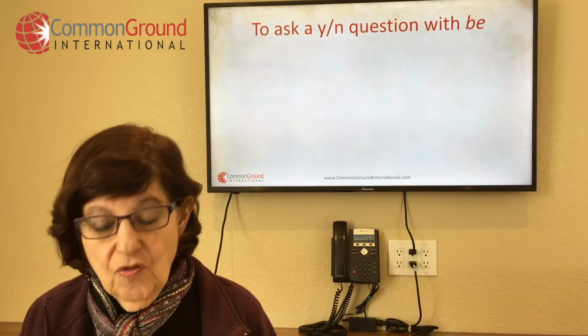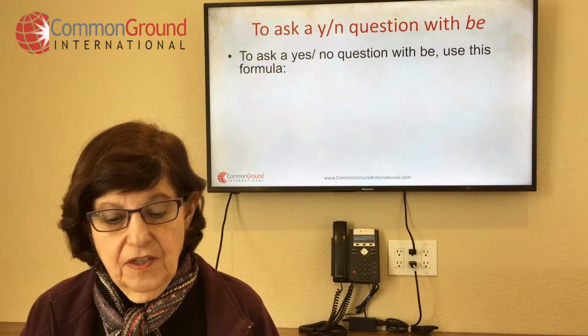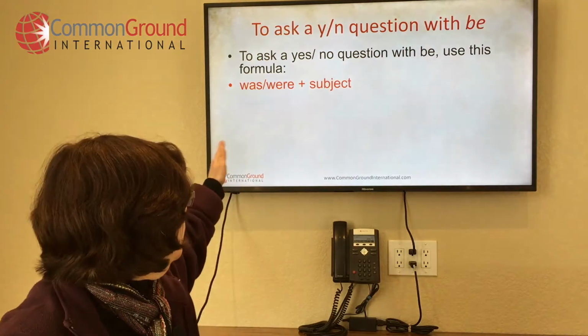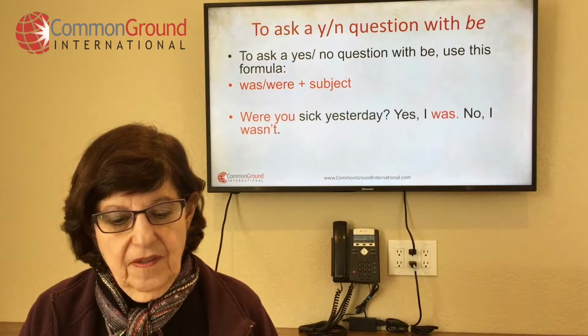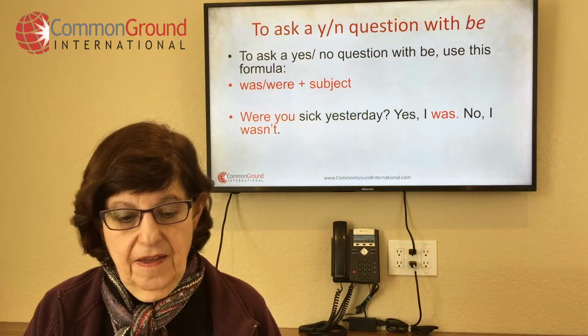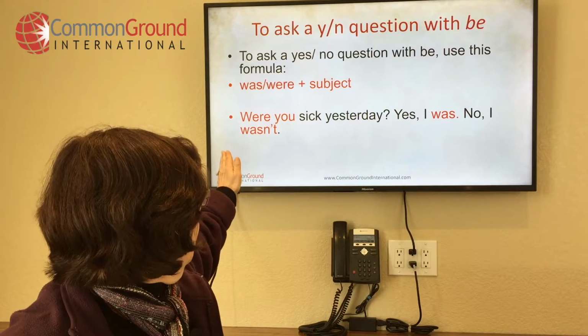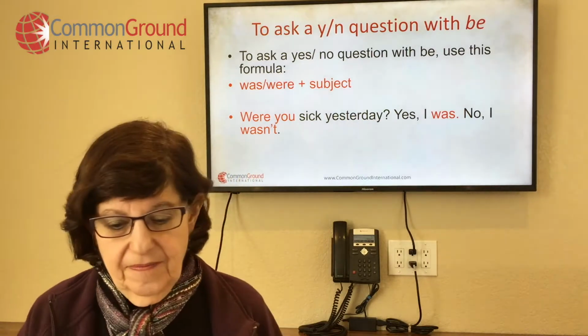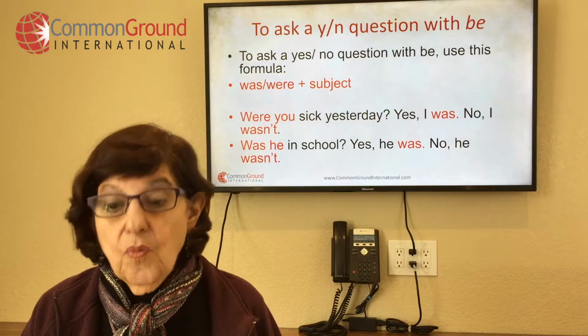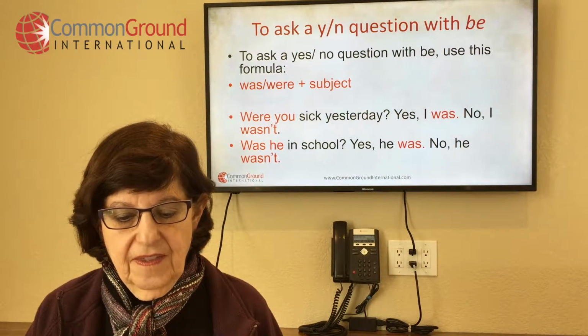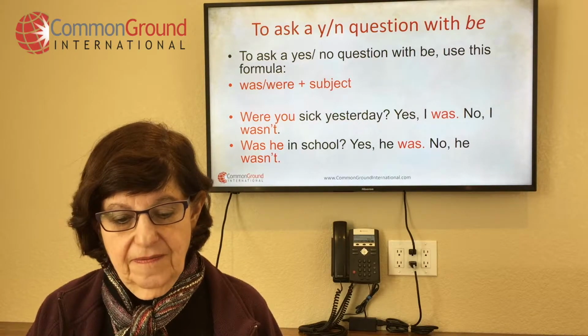To ask a yes-no question with be, use this formula. Was or were plus subject. We reverse subject and verb. Were you sick yesterday? Reversed verb subject. Be subject. Were subject. Yes, I was. No, I wasn't. Was he in school? Yes, he was. No, he wasn't.